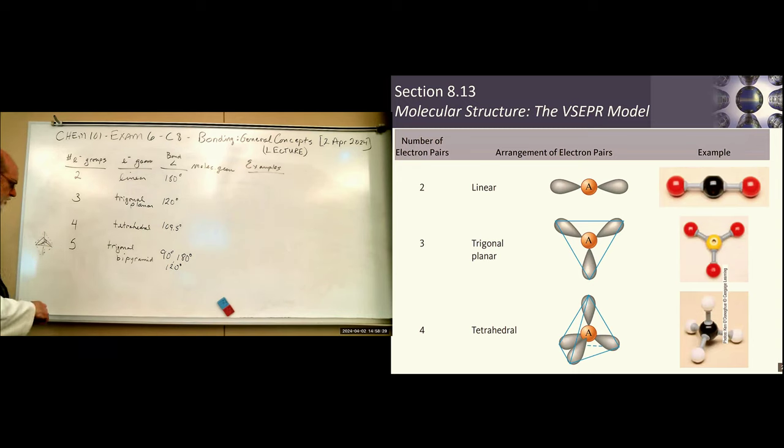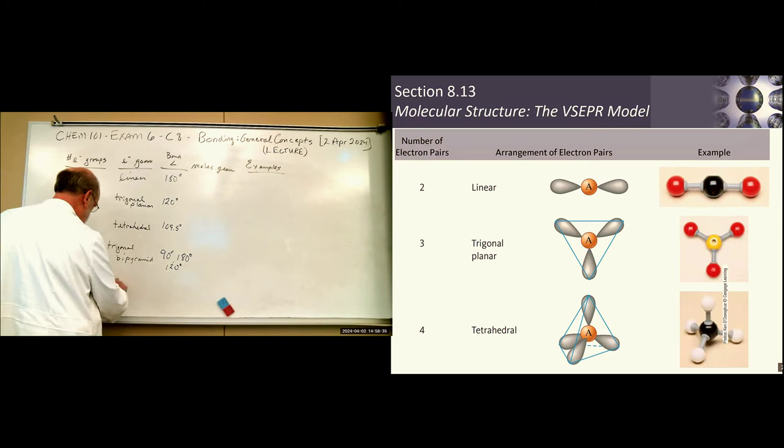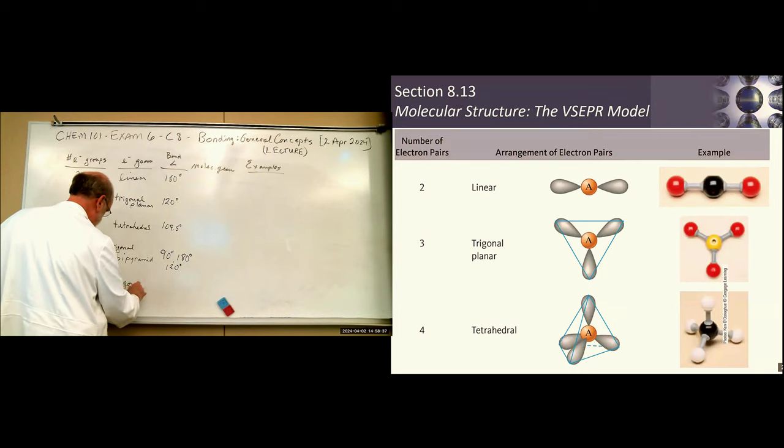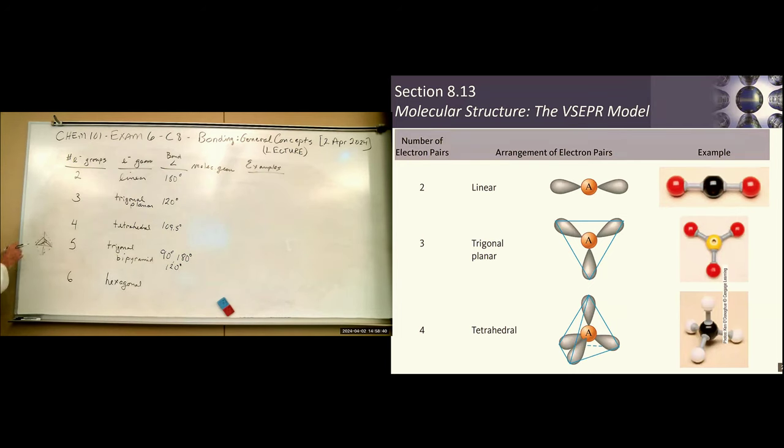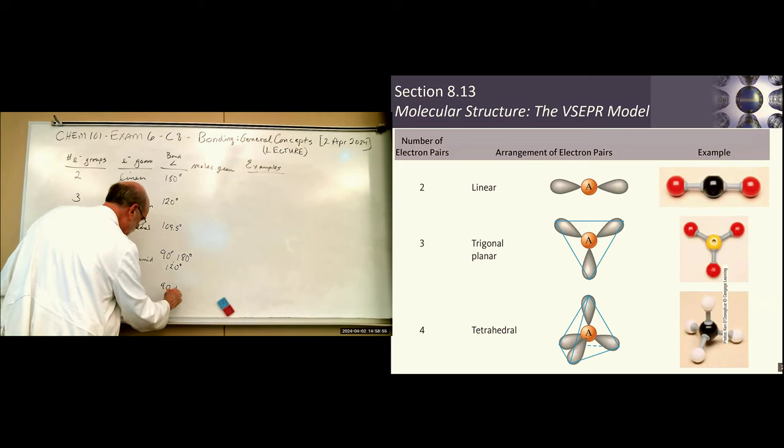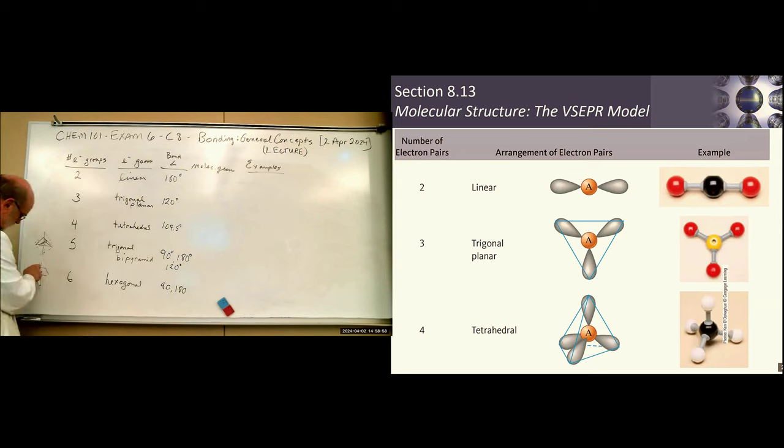And then the last one I'm going to introduce is six groups, and this would be hexagonal. And it's just like this one, only now you have a square in the center. And then you have positions up there with that central atom. For this one, the angles you can still have 90 degrees, and you can have 180 degrees, right? For this angle here and this angle here, 90 degrees. But for each one of these, they're all 90 degrees also.